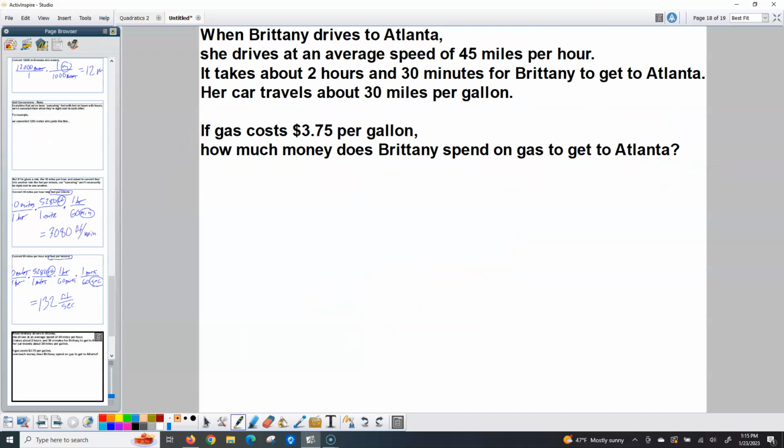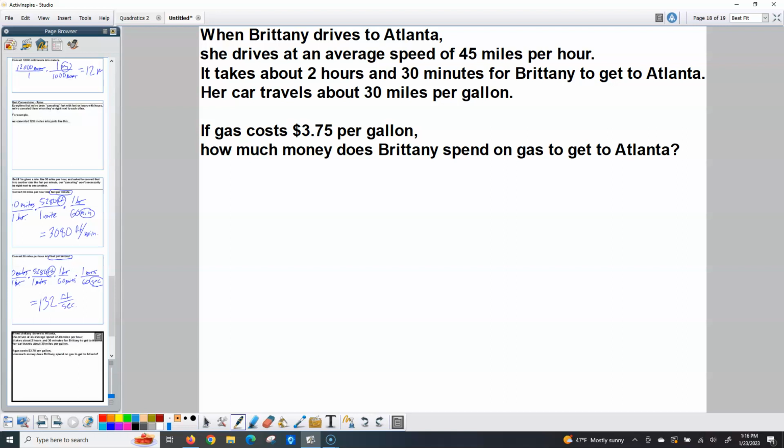When Brittany drives to Atlanta, she drives at an average speed of 45 miles per hour. It takes about 2 hours and 30 minutes for Brittany to get to Atlanta. Her car travels about 30 miles per gallon. Good gas mileage. If gas costs $3.75 per gallon, not a good price. How much money does Brittany spend on gas to get to Atlanta?